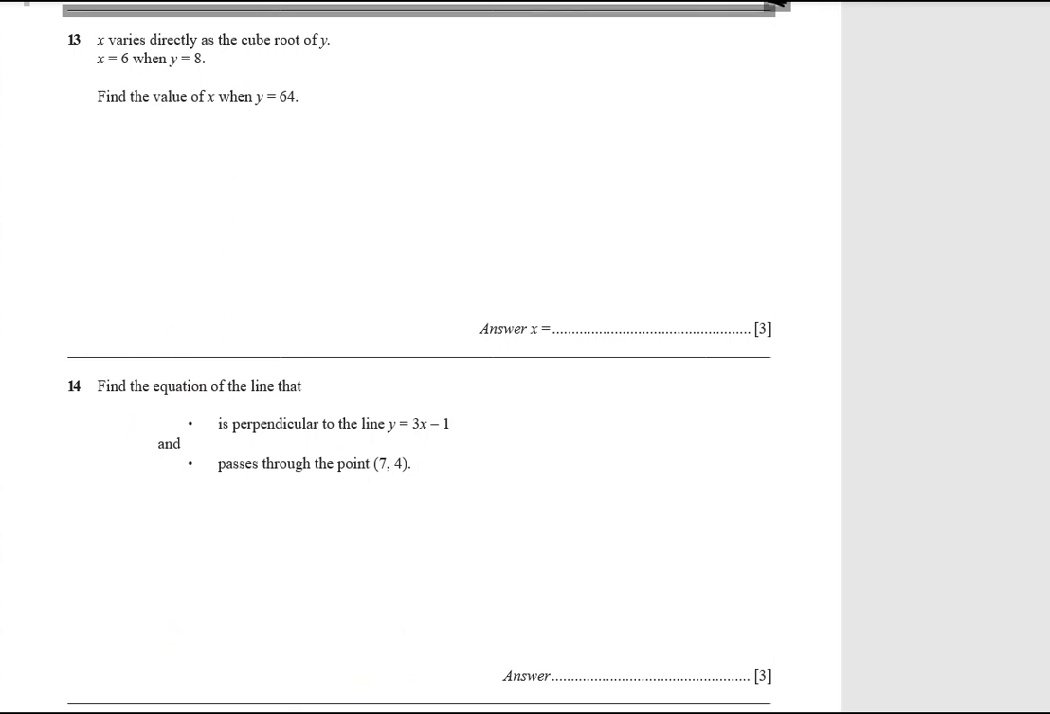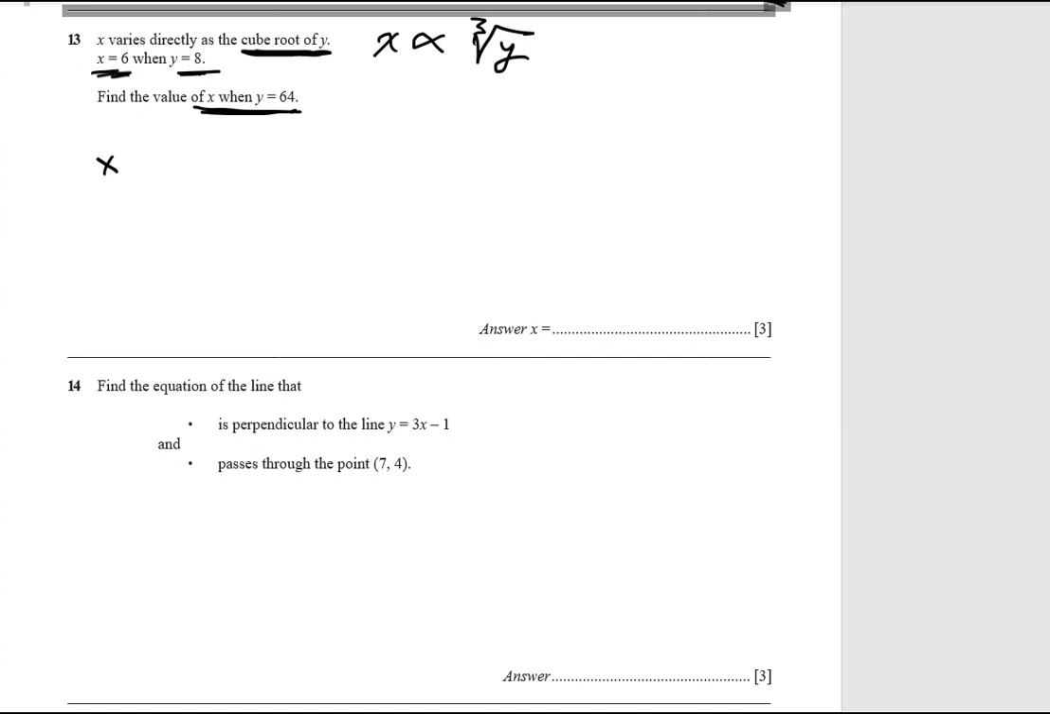x varies directly as the cube root of y. What is the meaning of this statement? The meaning is x varies directly with the cube root of y. This is the meaning of the first line. When x is equal to 6 when y is equal to 8, find the value of x when y is equal to 64. So x varies directly with the cube root of y.